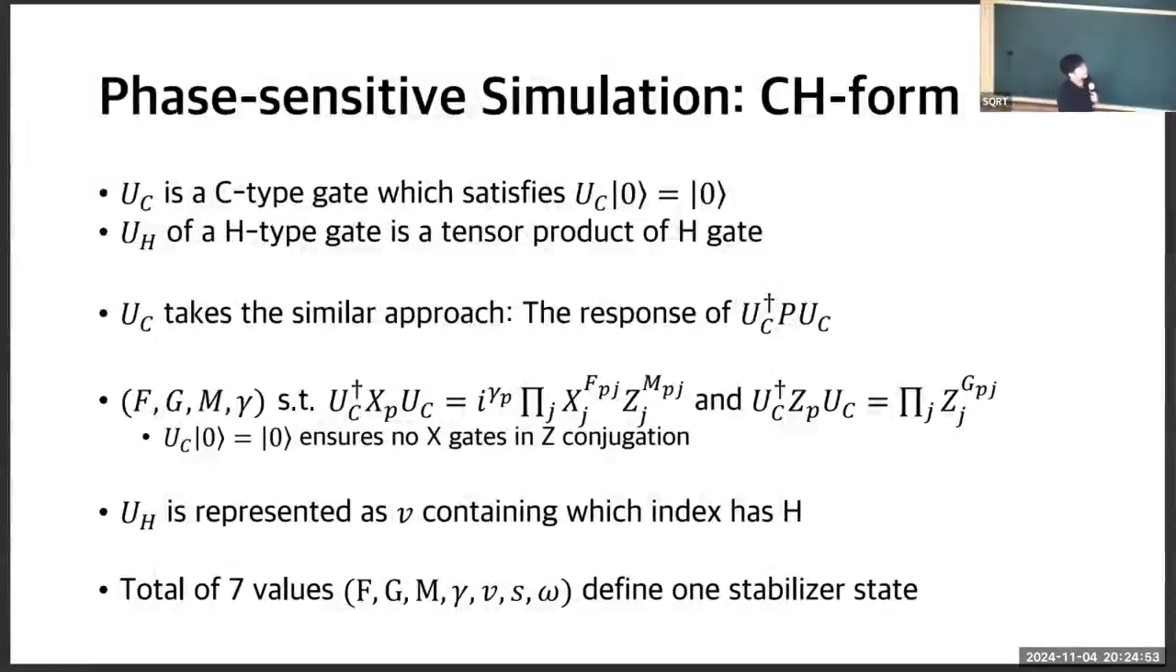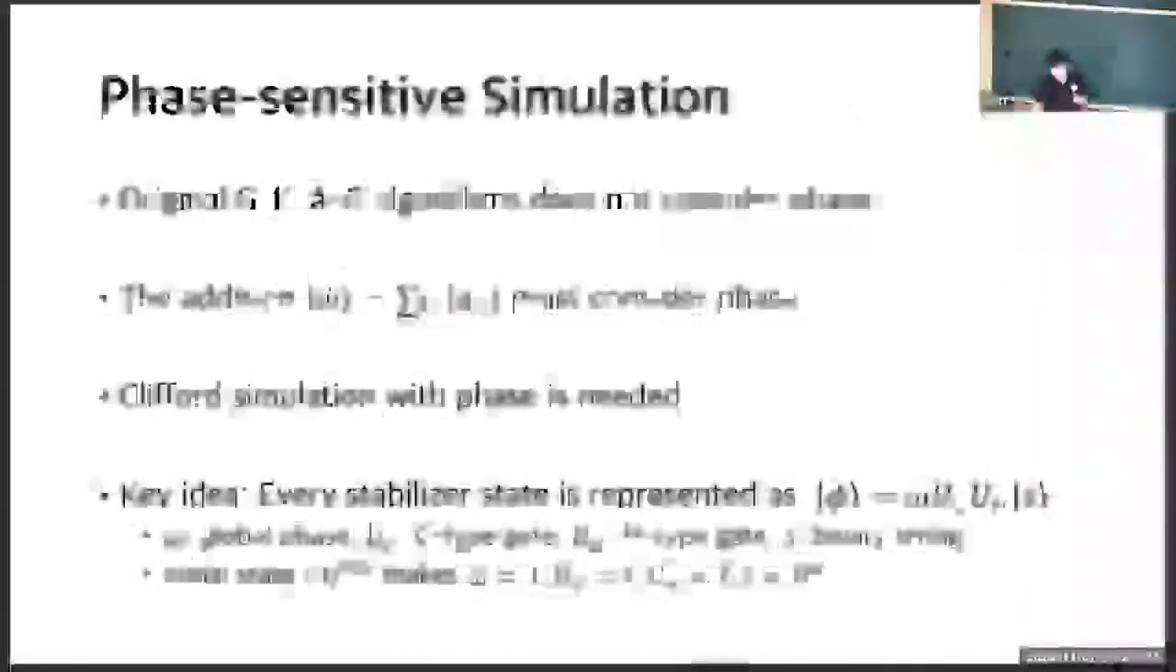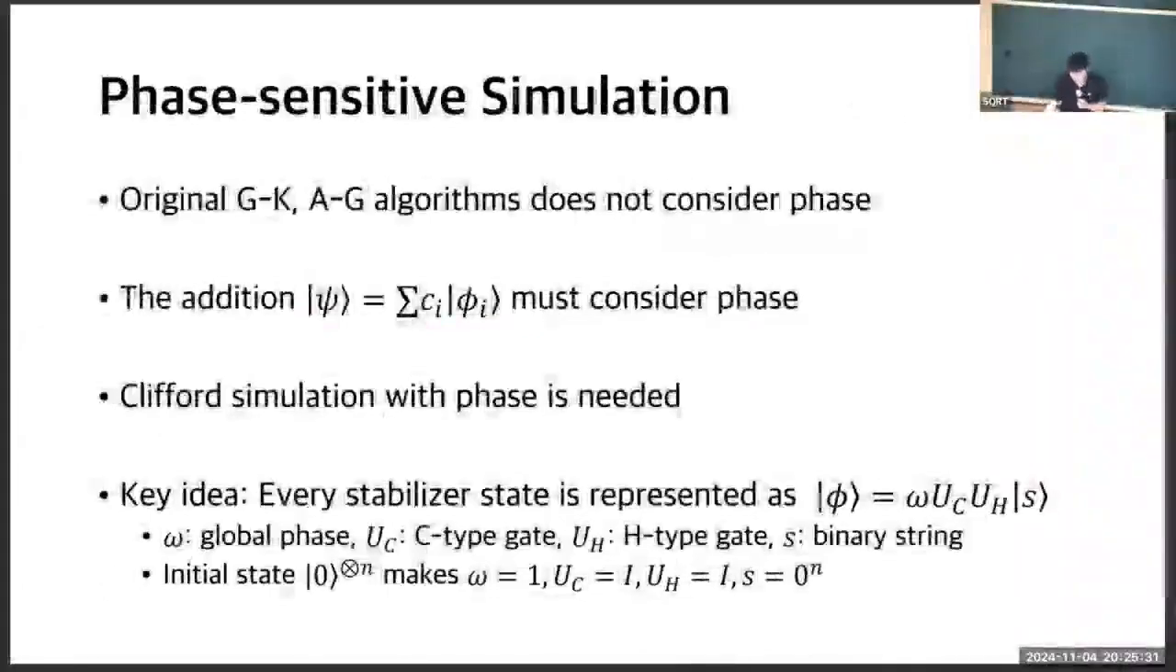So this F, G, M, gamma would describe UC, and UH is just B because it's just a tensor product of H gates, so we can store the information by whether the qubit in P has H or not. So we can just have a binary vector for V, and we have S, the bit string for the base case, and omega for the global phase. So we can just have a total of 7 values, F, G, M, gamma, V, S, omega, for one stabilizer state that has to be represented by omega UC UH S here.